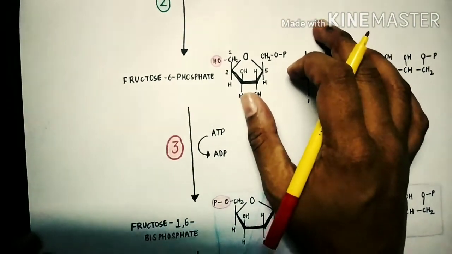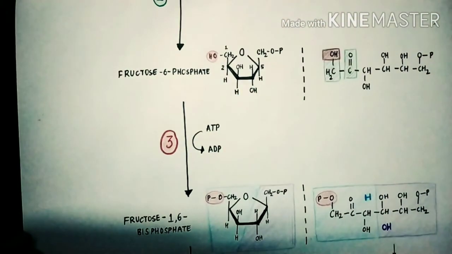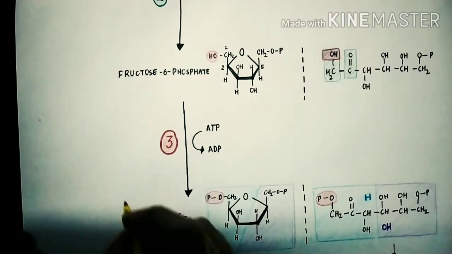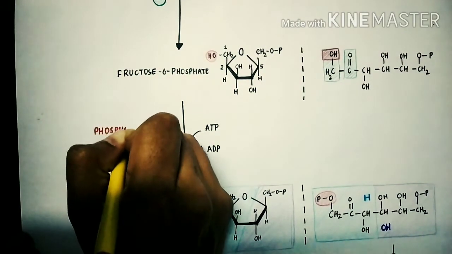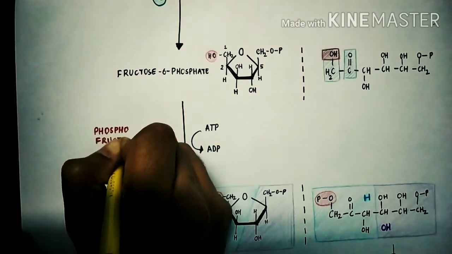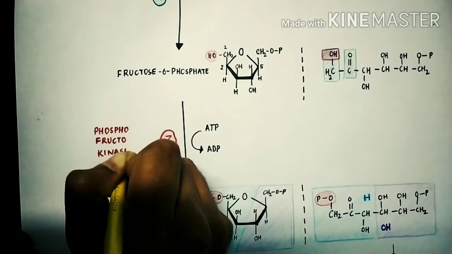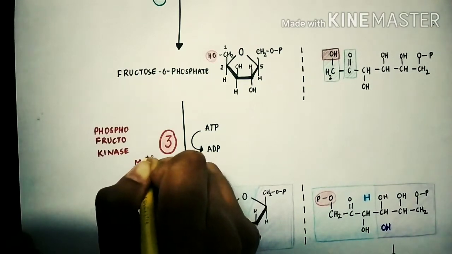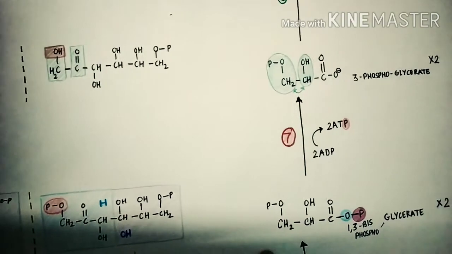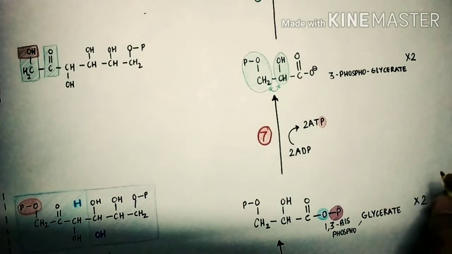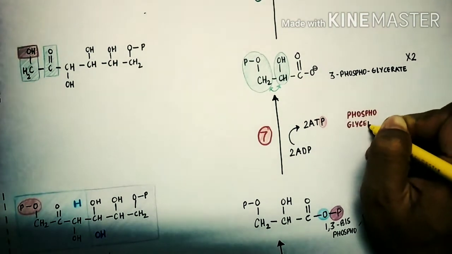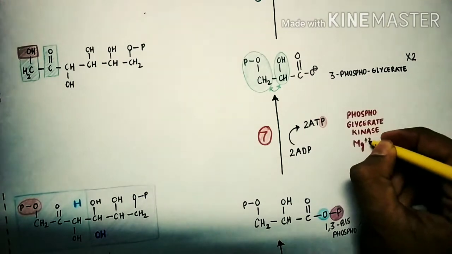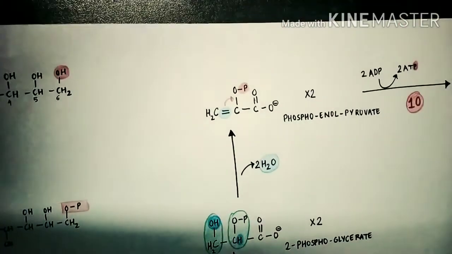Step 3. Substrate is fructose 6-phosphate. Also here, while naming enzymes, we generally use only the generic name of the substrate and avoid specificities like numbers and positions. So the enzyme becomes phosphofructokinase. And let's not forget the Mg2+. Step 7. Substrate is 1,3-bisphosphoglycerate. So the enzyme is phosphoglycerate kinase with Mg++.